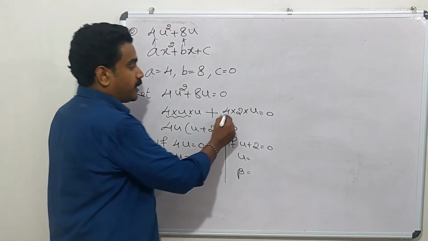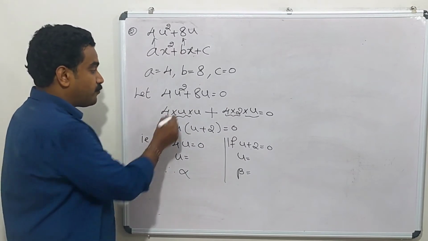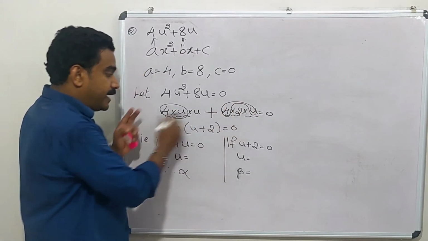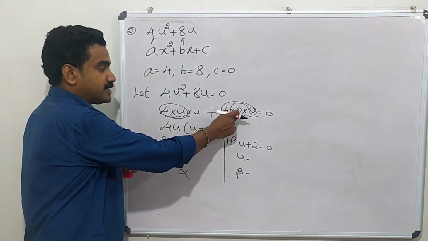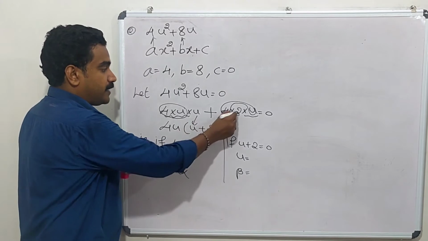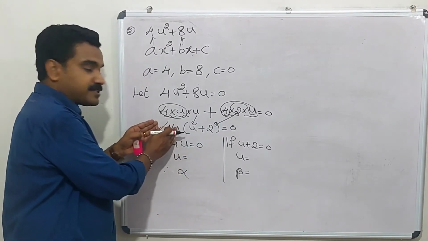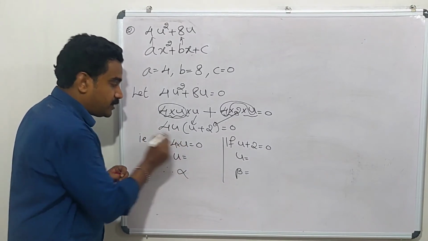And 8u square, 4 into 2 into u. Now what is common in both terms? 4u is common here and 4u is here also. Take that 4u outside. 4u into what is remaining here? u, and what is remaining here? 2. This is u and this is 2. 4u into (u plus 2) equal to 0. That is, if the first one may be 0, if 4u equal to 0, 4u means 4 into u.